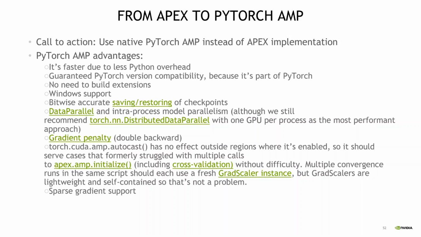If you're using PyTorch as a main framework, use PyTorch 1.6 or later version and native AMP instead of Apex library. Developers from NVIDIA and PyTorch community have analyzed architectural errors that were made in Apex and fixed them in PyTorch version of AMP. Another PyTorch AMP advantage is it's faster due to less Python overhead.